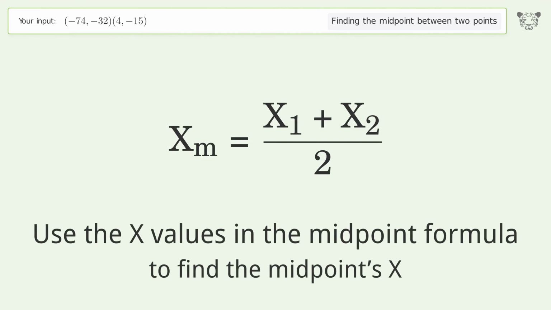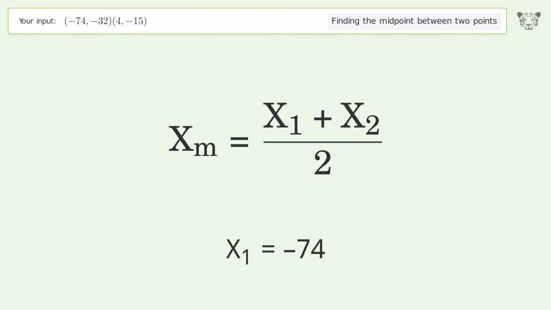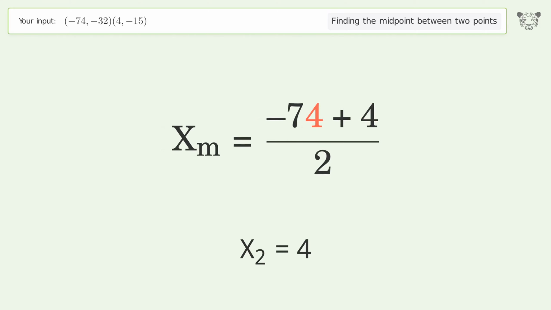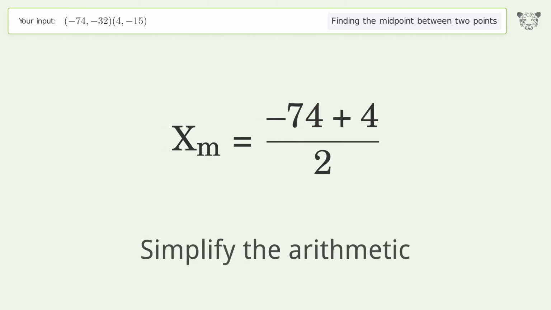Use the x values in the midpoint formula to find the midpoint's x. x1 equals -74. x2 equals 4. Simplify the arithmetic.